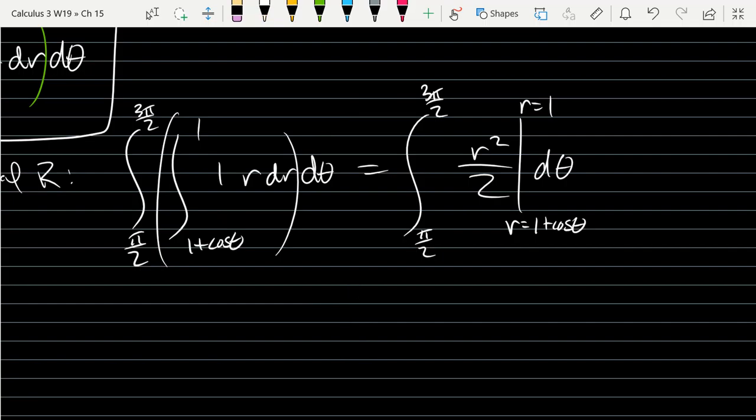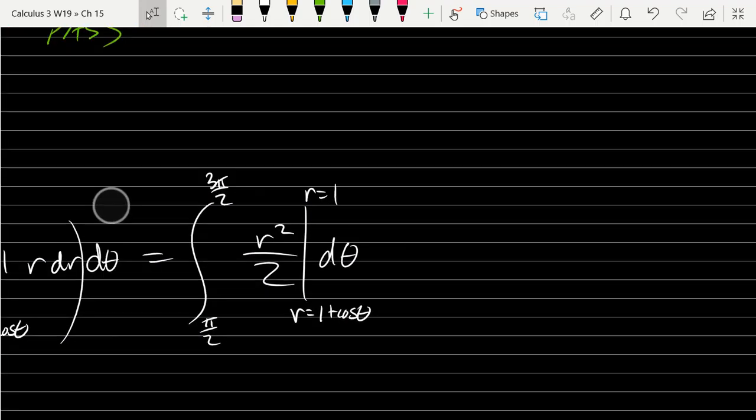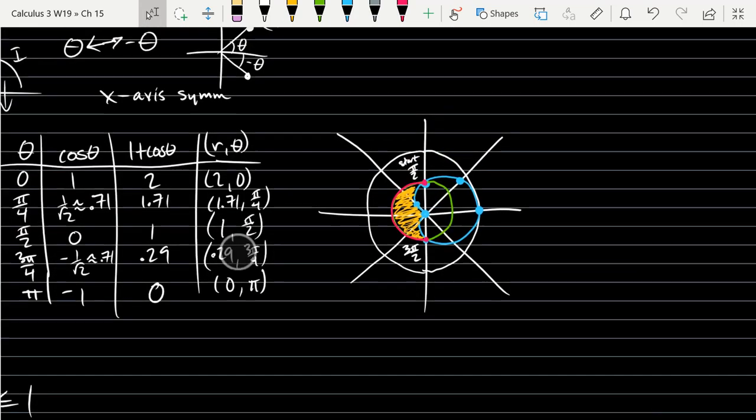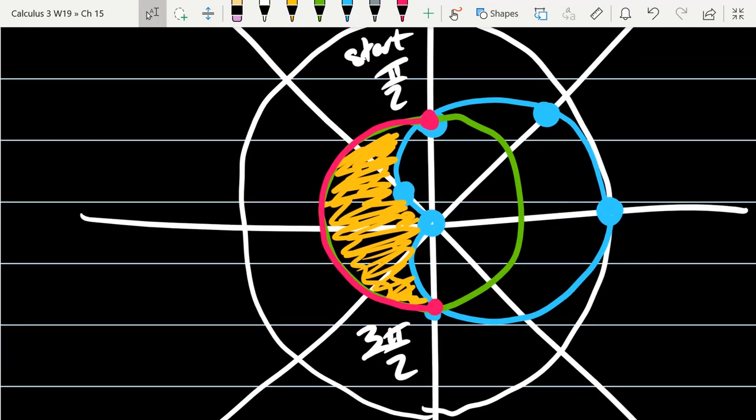Can I use symmetry at all? Let's look back at that graph. Sure can. So this won't affect the radius, but the angle. I can either go from pi over 2 to pi, do the upper half of the boomerang, or go from pi to 3 pi over 2, do the lower half. I always recommend do the positive one. So I'm going to do pi over 2 to pi, and then double it.